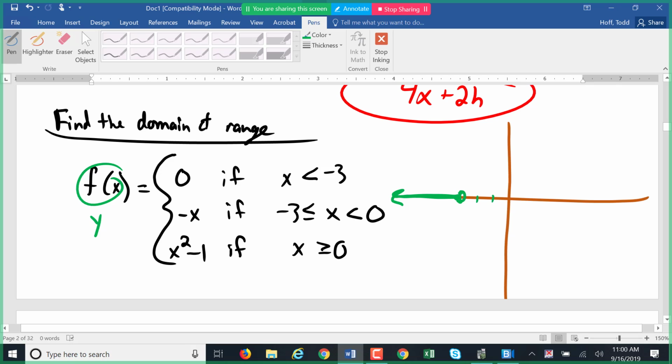Negative x from -3 to 0. So if x is -3, negative x would be +3. At -2, negative x would be +2, and so on, down to 0. So that's a solid dot there because it's or equal to on the -3. Down to 0 would be an open dot because it's strictly less than there. And then x squared minus 1 for x greater than or equal to 0. If you list the points, it's going to form a parabola like this.